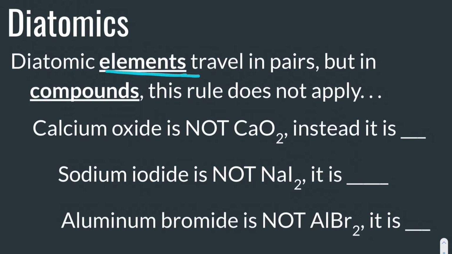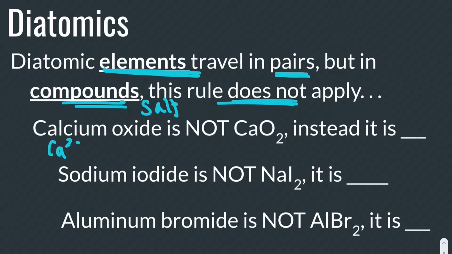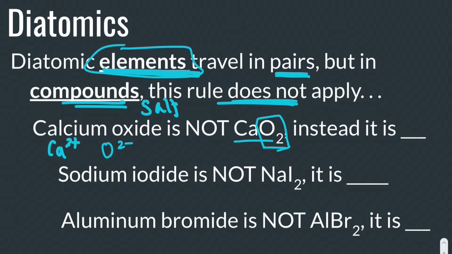Diatomic elements, that's the important part of this, elements travel in pairs. But in compounds, so as a salt, this rule does not apply. So calcium oxide, as we know, calcium has a +2 charge, and oxygen has a 2- charge. So these go together in a 1-to-1 ratio. It is not CaO2 because this only happens when it's in its elemental form by itself. Instead, it just should be CaO.